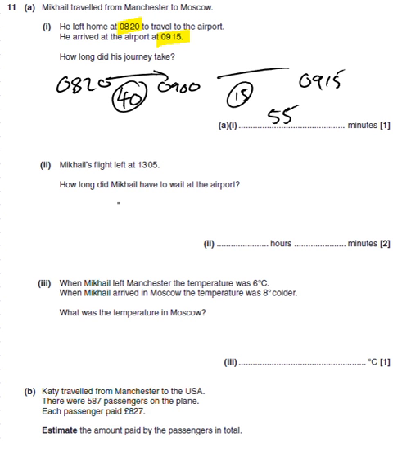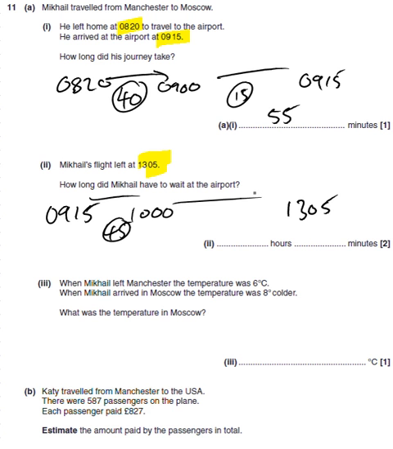Mikhail's flight left at 13:05. How long did Mikhail have to wait at the airport? So he arrived at 9:15, and he then left at 13:05. So let's get to 10 o'clock. That's going to be 45 minutes. Then we've got till 3 o'clock. That's 3 hours. And then we've got 5 minutes on top again, haven't we? So we've got 3 hours and then 50 minutes, and we're done.